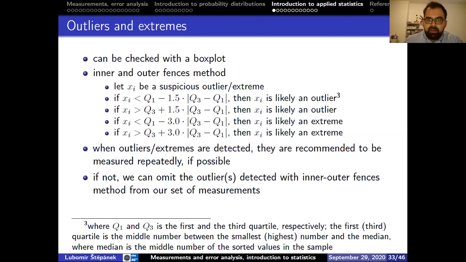Now we are moving towards the statistics part. This will be, I think, very practical. I also call it applied statistics.